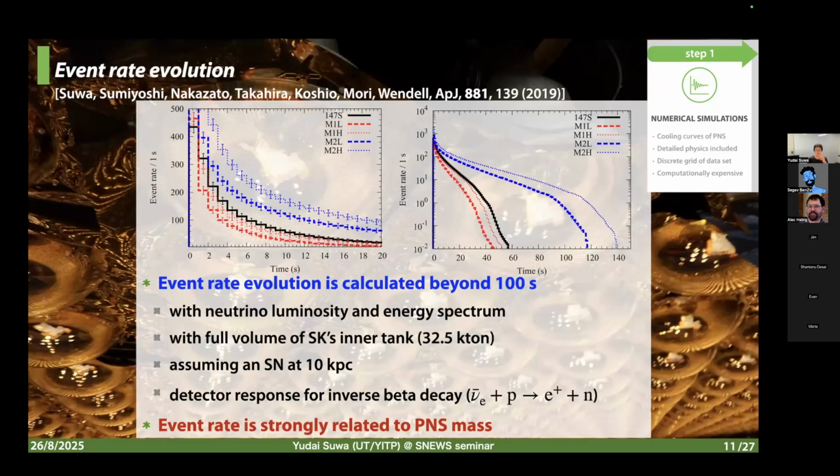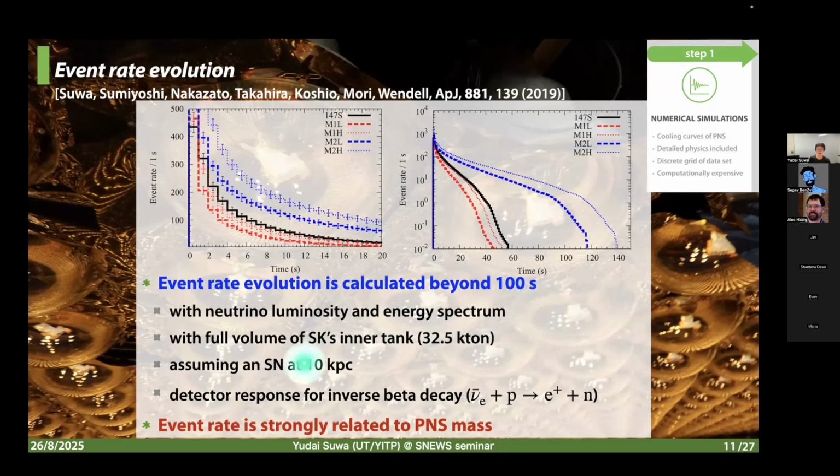In the first step, we performed a number of numerical simulations of proto-neutron star cooling. So event rate evolution was calculated beyond 100 seconds. So this is the world's longest numerical data, which covers multiple neutrino light curve evolution in a systematic way.